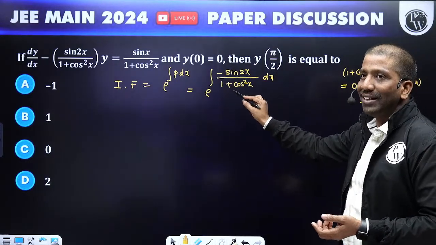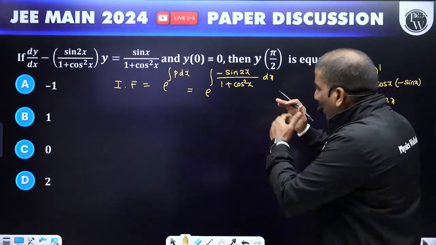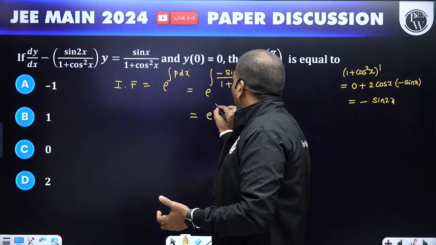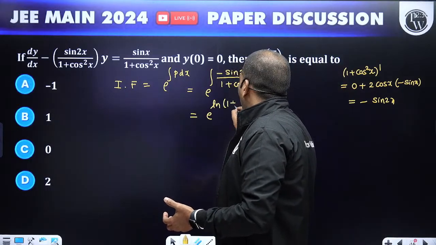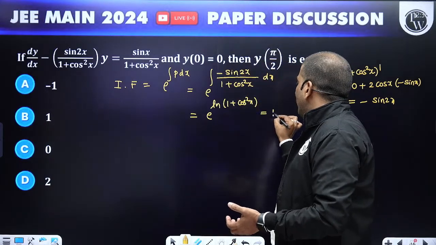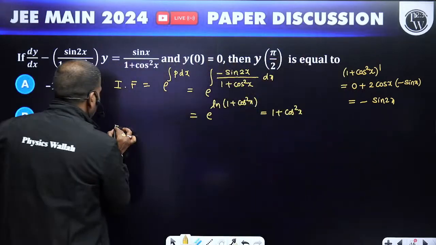Acha. So minus sine 2x is in the numerator, right? So the derivative of the denominator is in the numerator. So exactly you can write e power ln of 1 plus cos square x. So when we have e power ln, it is just 1 plus cos square x. Then what is the solution?